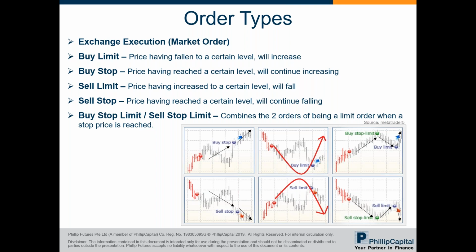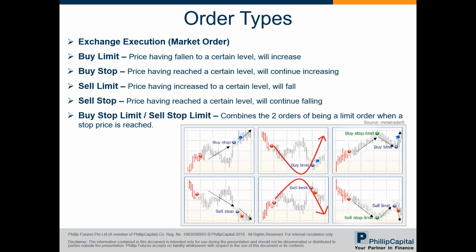So we have 6 different order types on the MT5 platform. The first one is actually exchange execution, or market order. For that one, once you just click buy or sell, it will straight away execute at the price that is currently the current market price.